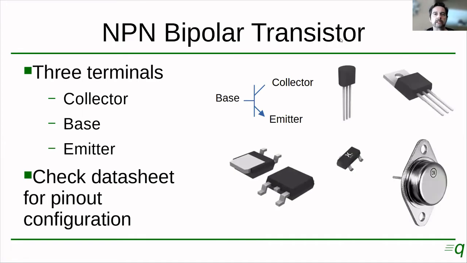All right, so let's start with the NPN bipolar transistor. It is a three-terminal device. The three terminals are called collector, base, and emitter, right? This is the symbol here in blue for the transistor. The one with the arrow is the emitter. The one on the other side is called the base, and the one that is like the emitter but without an arrow is the collector.